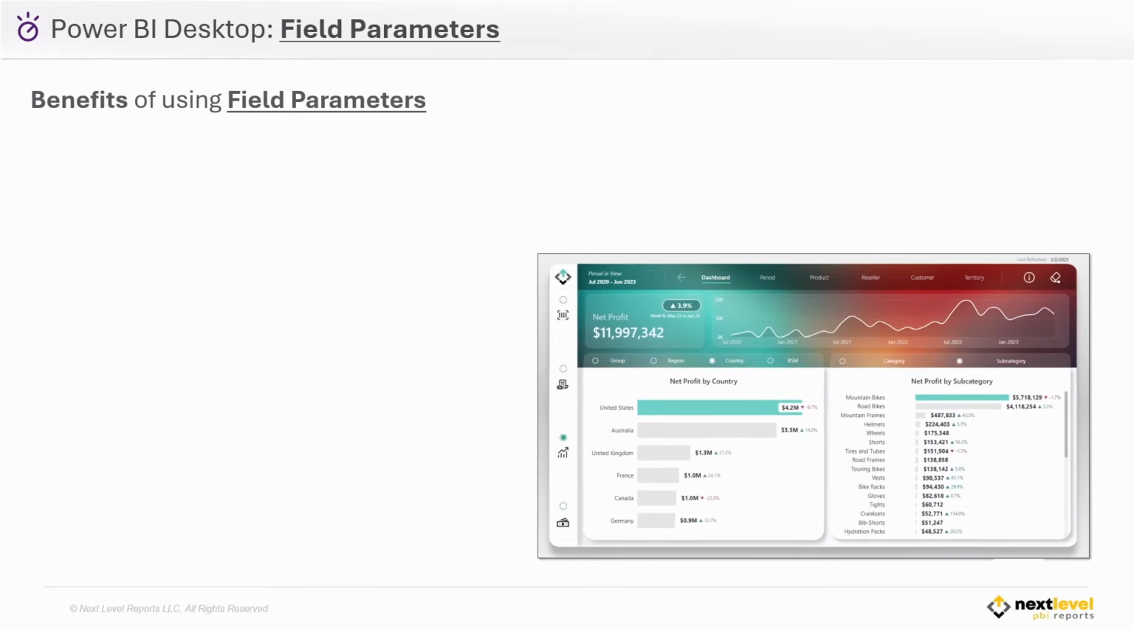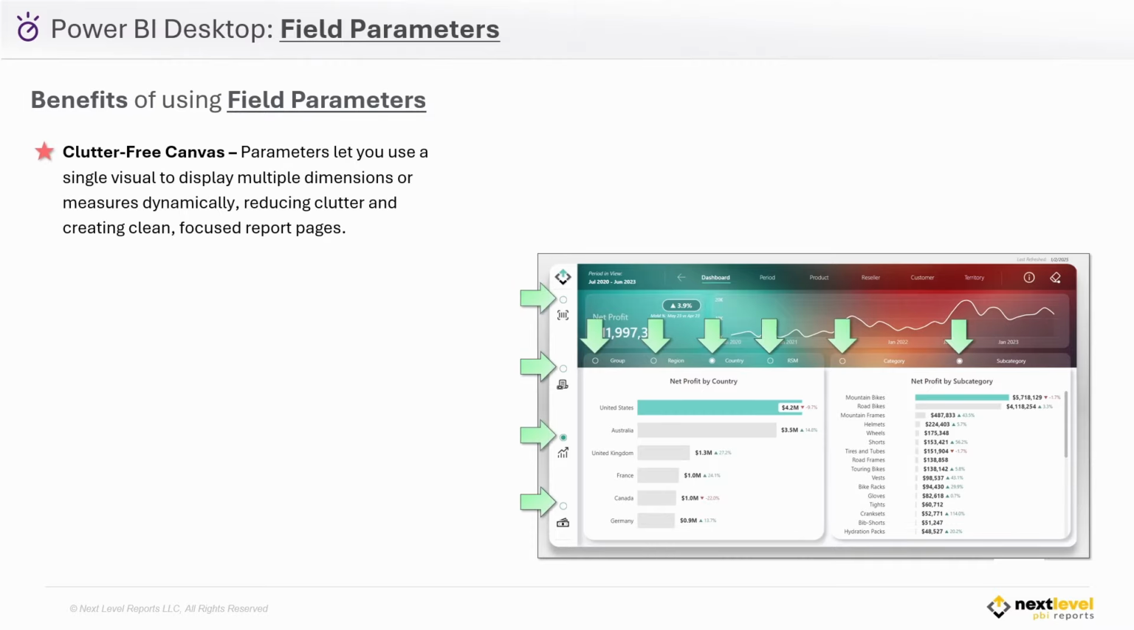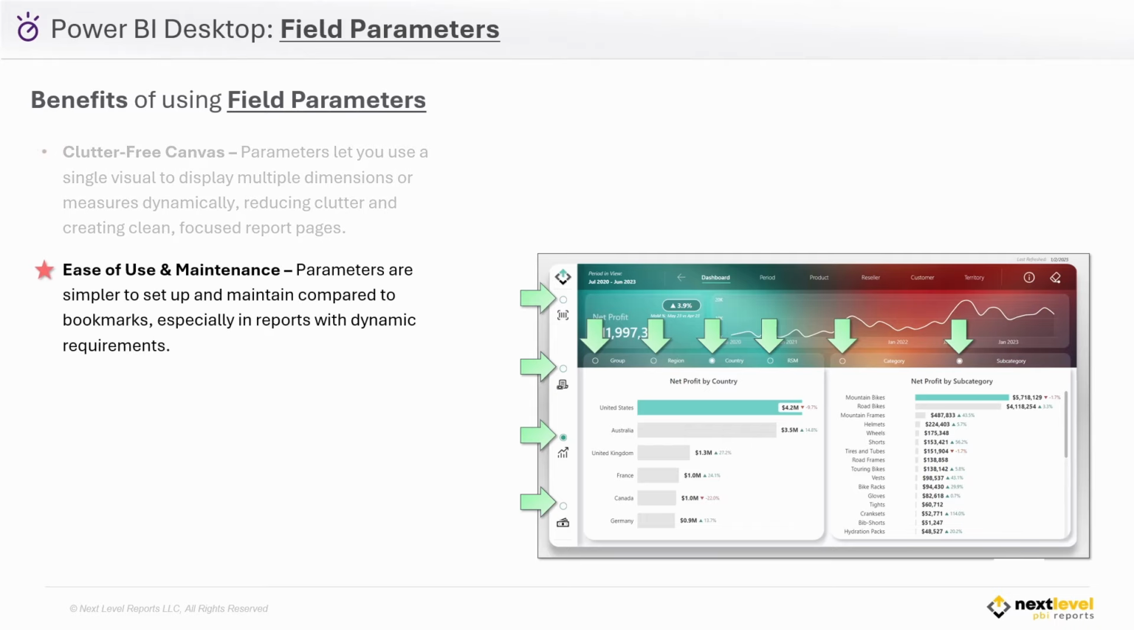So what are the benefits of using field parameters? They allow you to keep your canvases clean and clutter-free, as you can use one visual that can be dynamically filtered to show multiple different insights and/or dimensions. They're quick and easy to set up. They're also typically easier to maintain versus complex layer grouping and bookmarks.